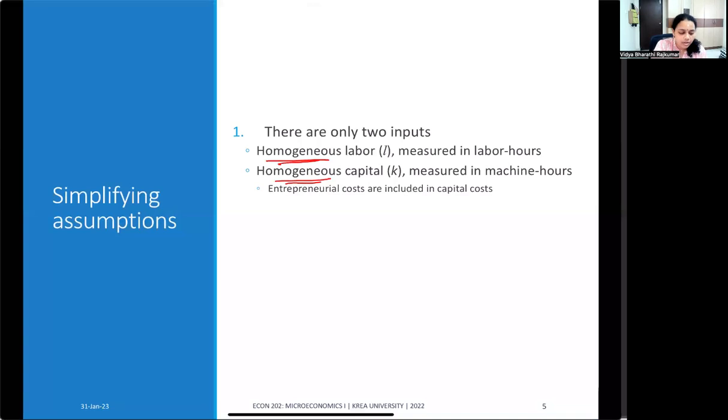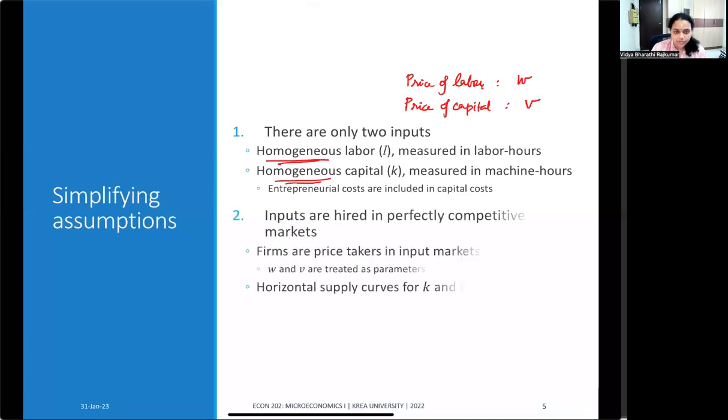Another quick notational overview here. We're going to call the price of labor, we're going to denote that using the letter W. W can stand for wages. The price of capital, we're going to denote that using the letter V. That just indicates the rental rate of capital. So that is one assumption.